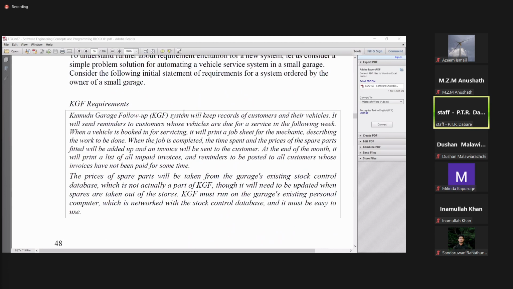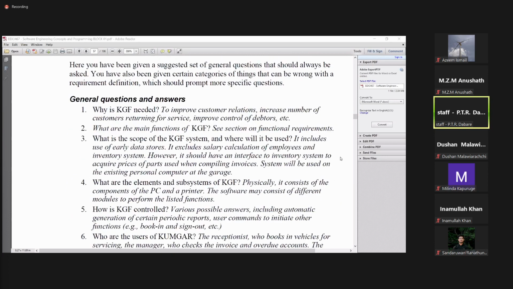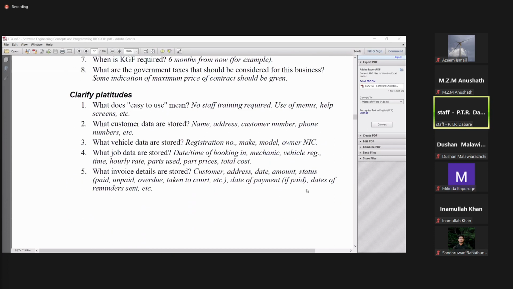Students, all the use case diagrams of the KGF, Kumudu Garage follow-up system are given, right? In this book, right? If you read the book, you will get all the information. So let's have a look in the next session.